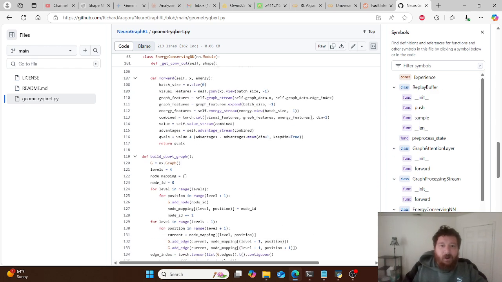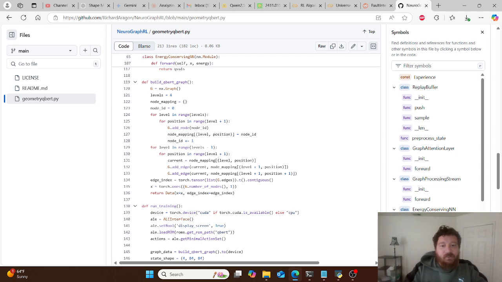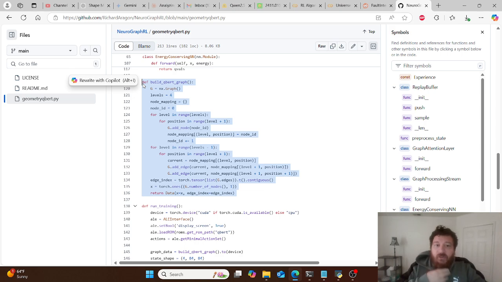And then we have our feed forward loop so that all of this data gets processed through the model. And then this is like the environment that the model gets fed, right? It's called Kubert graph in this instance. And this is just the graph of the environment, the number of levels, the node mapping. And then again, this is all mapping to nodes, right?